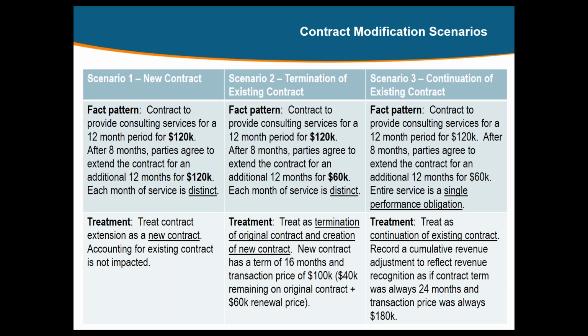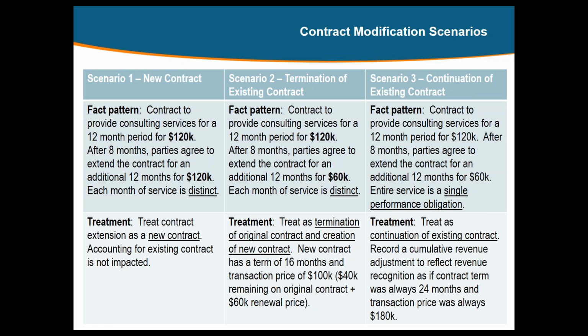So looking at this fact pattern, it's actually very similar to the fact pattern in scenario 1, with the one difference being that the extension of the 12 months is only for $60,000 instead of $120,000. So because of this, while the additional services are distinct, they're not priced at standalone selling price. So because of that, you fall within the scenario where you treat it as a termination of the existing contract and creation of a new one.